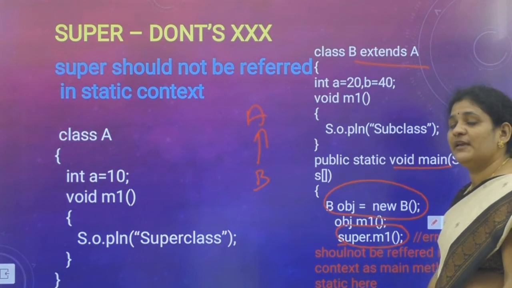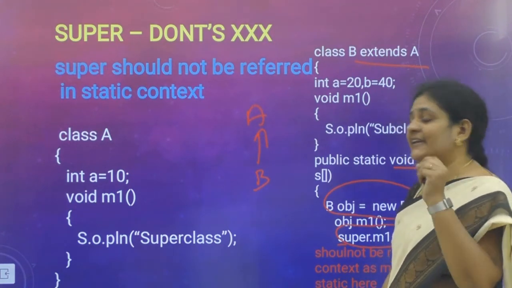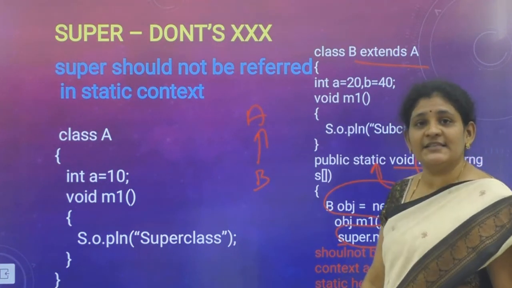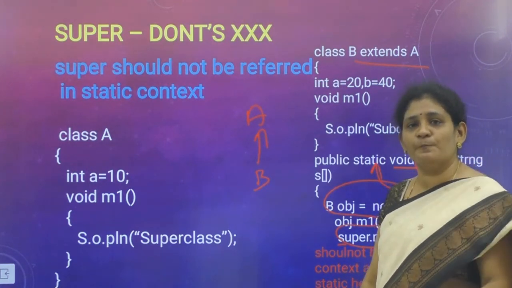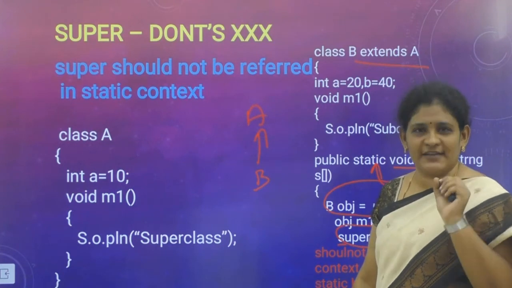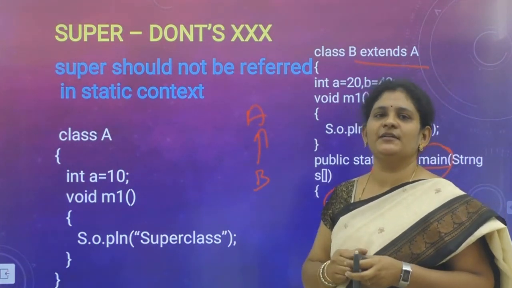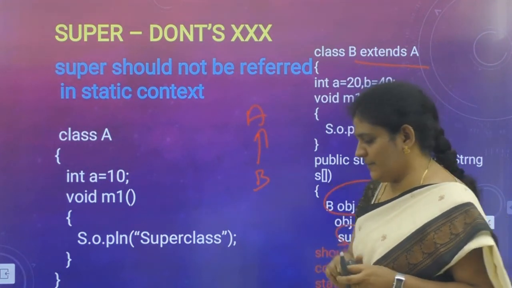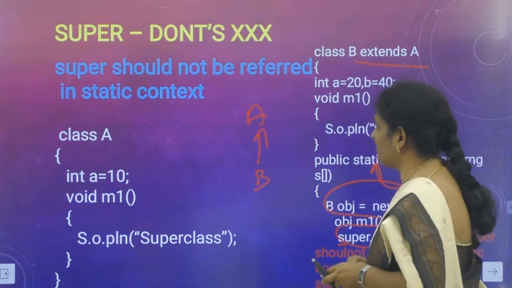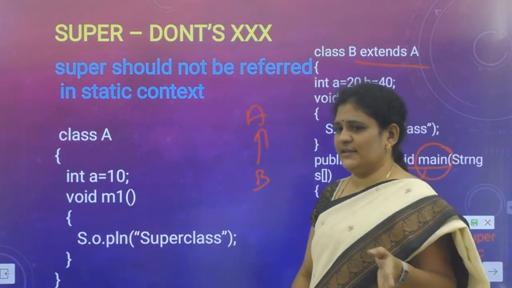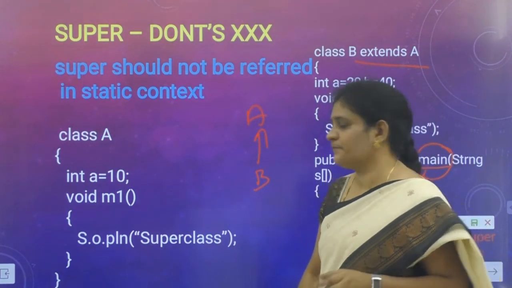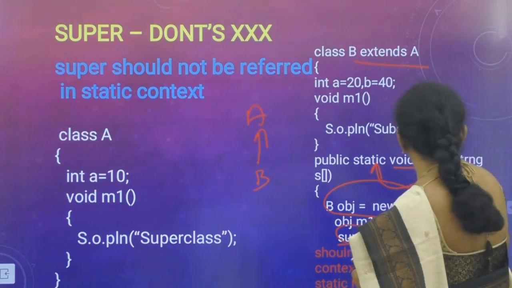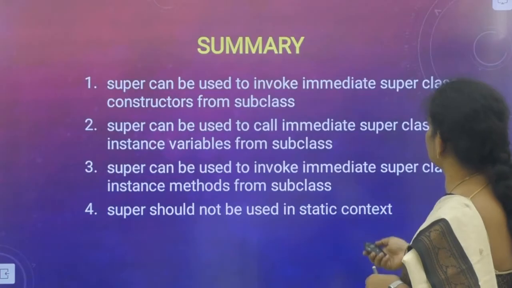Super should not be referred to inside a static context. As the main method is a static method, we should not use super inside the static context. If I use it, it will throw a syntax error. Make sure you put that point in your mind. Super can be used anywhere else except in the static context. So that's all. We'll go to the next slide.